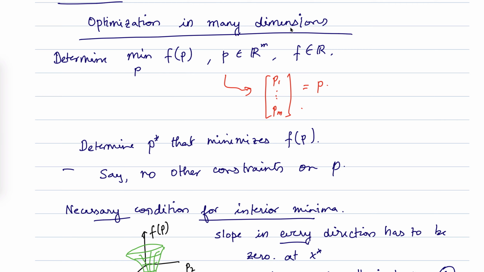So let's look at optimization in many dimensions. What we're trying to find is the minimum, is to minimize f of p with respect to p, where p belongs now in R^m, right? So p could be a vector like this, p1 till pm, where each of them is a real number. F, of course, is a real number, right? So when you're trying to minimize a function, it's one number typically.